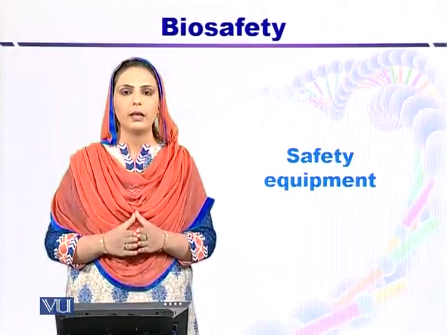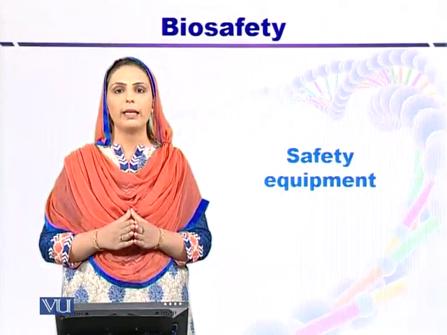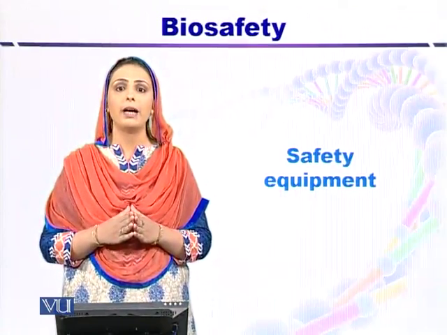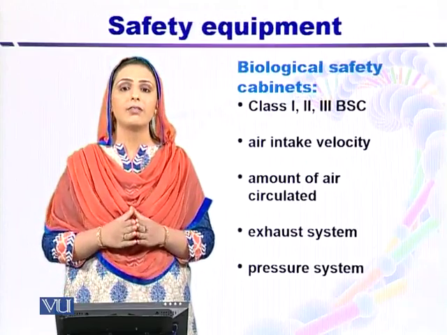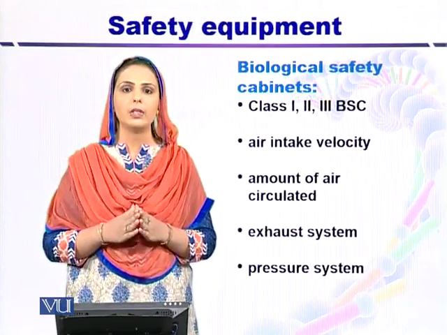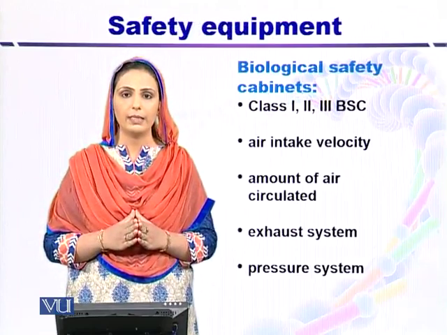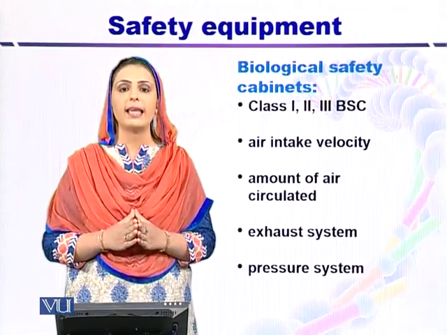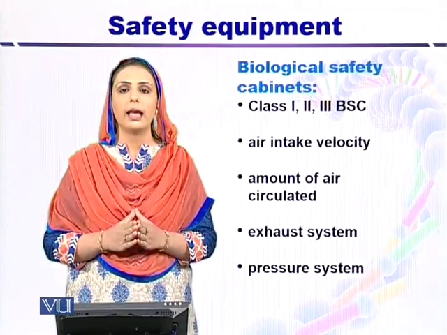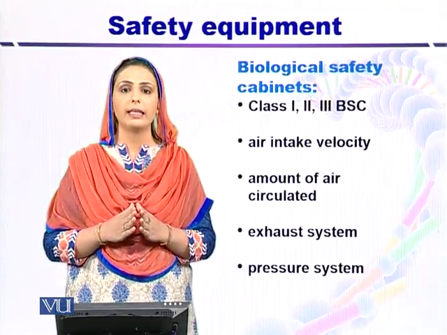Safety equipments. Whenever we talk about the safety equipments, the first equipment that comes into our mind is the biosafety cabinets. These biosafety cabinets are classified into three groups: Class 1, Class 2 and Class 3 biosafety cabinets. They are classified on the basis of risk groups, as there are 4 risk groups, and on the basis of which we can make use of the biosafety cabinets.